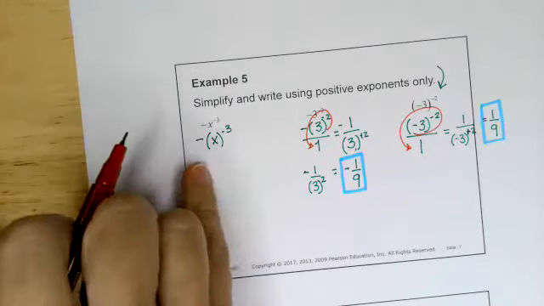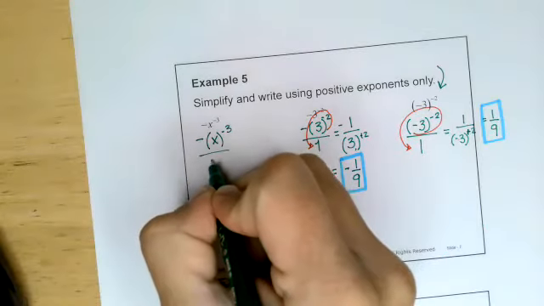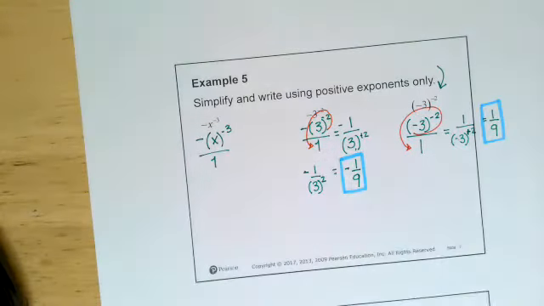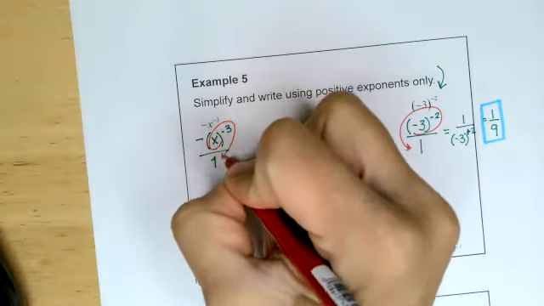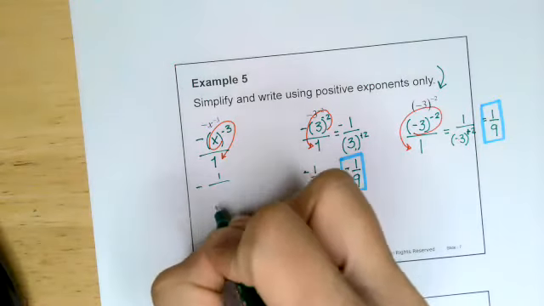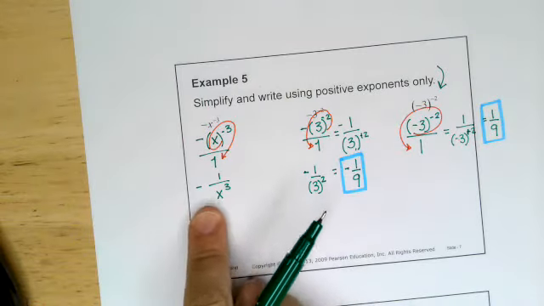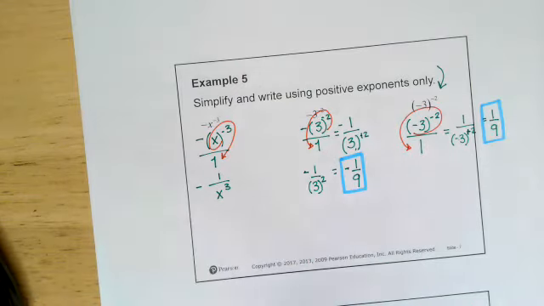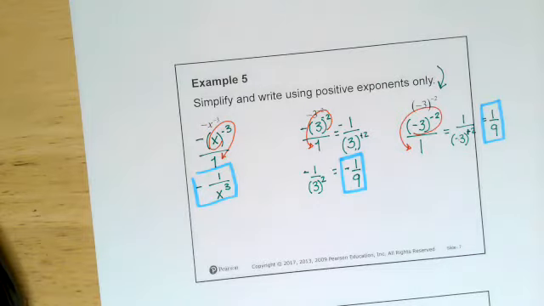All right, so this last one is -x to the -3 over 1. We need to move only the x to the -3 so that negative stays outside of that. -1 over x to a +3. And that's all we can do because we don't know what x is. Those are my answers.